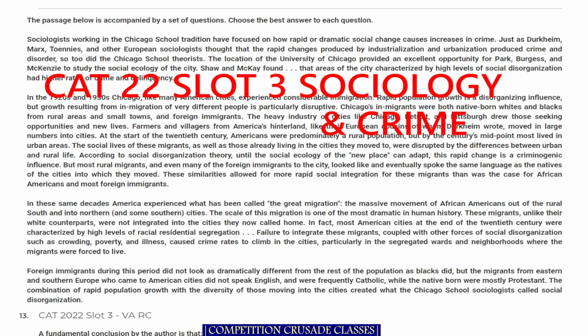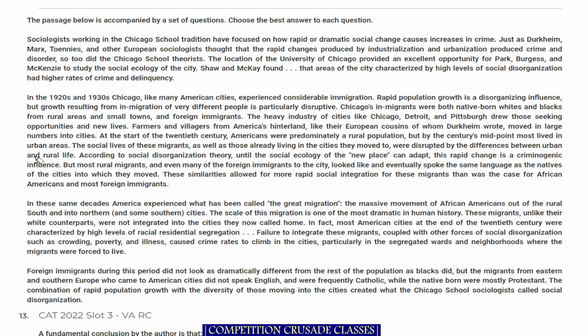So what is it that we are looking at? We are looking at sociologists working in the Chicago school tradition have focused. Please understand Chicago school tradition. This is some sort of an institute, I guess. And we are talking about sociologists who have focused on how rapid or dramatic social changes cause an increase in crime. So rapid and dramatic social changes cause what? They cause an increase in crime. So this is the idea that we are looking at.